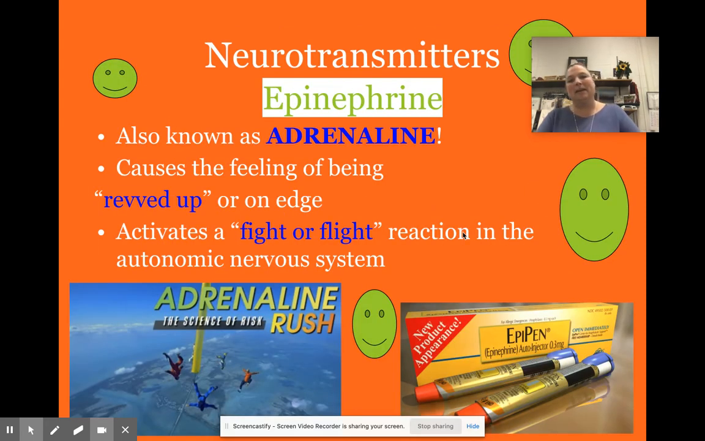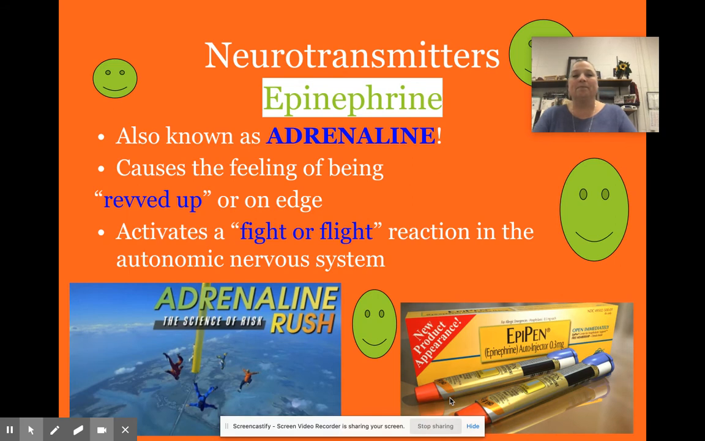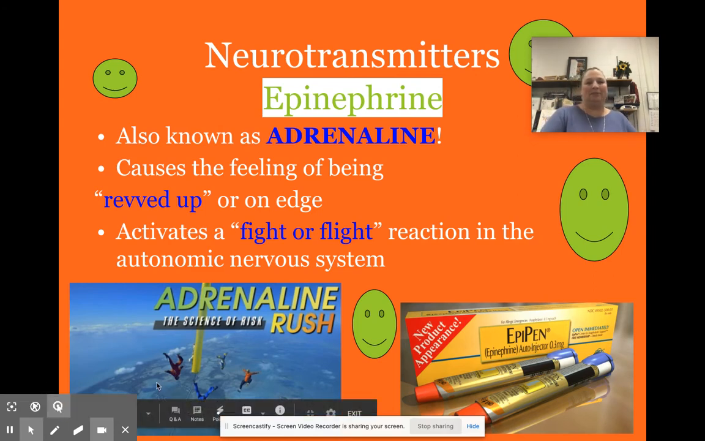Our next one is epinephrine. Now, you might have heard of this one because when people actually have attacks, we might be using an EpiPen. You may have heard of that in school. That's what it is. It's epinephrine. So this is also known as adrenaline. This is what gives you that feeling of being revved up or on edge. It also is what gives you that fight or flight reaction when things happen. So when you jump out of an airplane, that's your adrenaline rush. That's epinephrine flowing through your neurons like crazy.